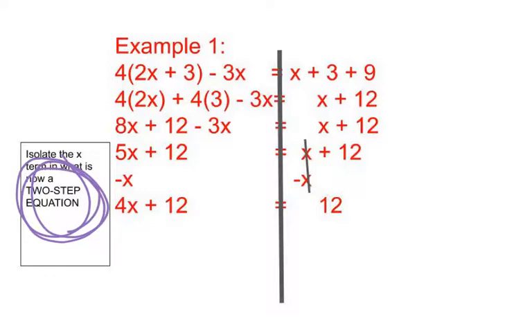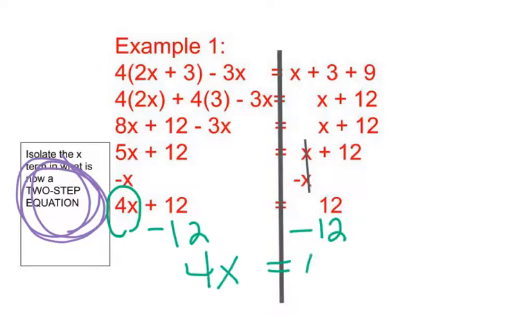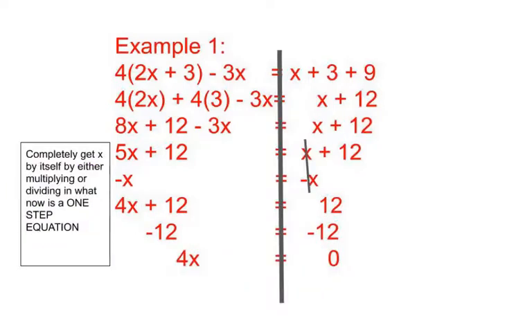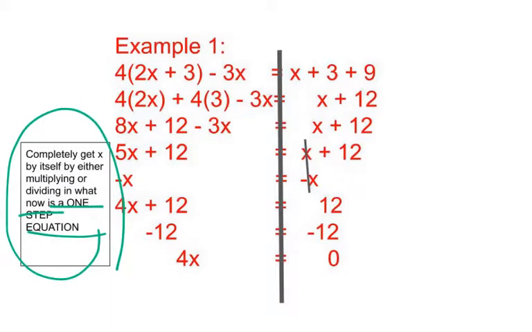Now I want to isolate the term with the x in it. So the opposite of adding 12 is subtracting 12. So over here I'm going to get 4x, and over here I'm going to get 0. And 0 is okay to get. It's not a problem. So we have 4x and we have 0. And now that we've done that, we're down to a one-step equation.